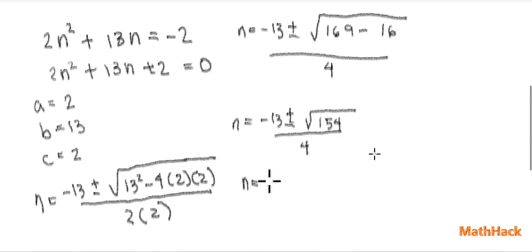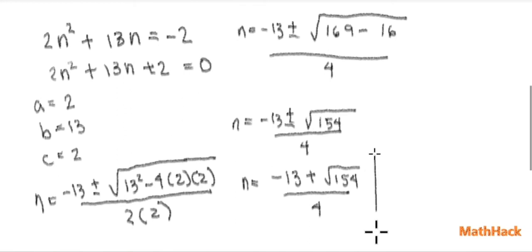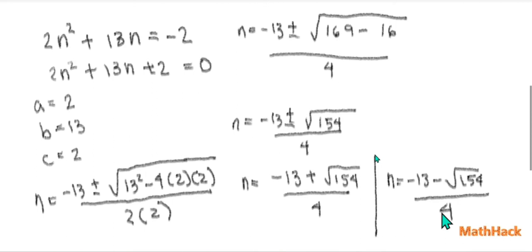So we write it basically as negative 13 plus the square root of 154 over 4. Then our other solution would be n equals negative 13 minus the square root of 154 over 4. Okay? So, those are the solutions of our quadratic equation. We have negative 13 plus the square root of 154 divided by 4. And the other one is negative 13 minus the square root of 154 over 4.